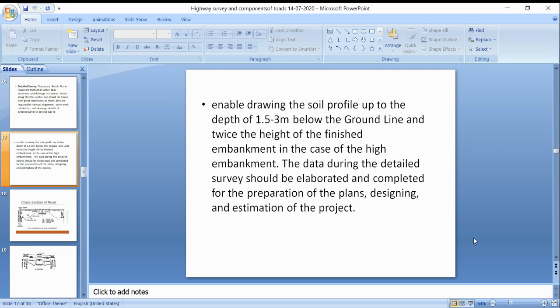In case of a high embankment, the data during the detailed survey should be elaborated and completed for the preparation of the plans. Like that, in the final survey we are deciding the routes, which route is to be finalized. Now the survey operations to be performed in the final detailed survey, what operations we are doing here.